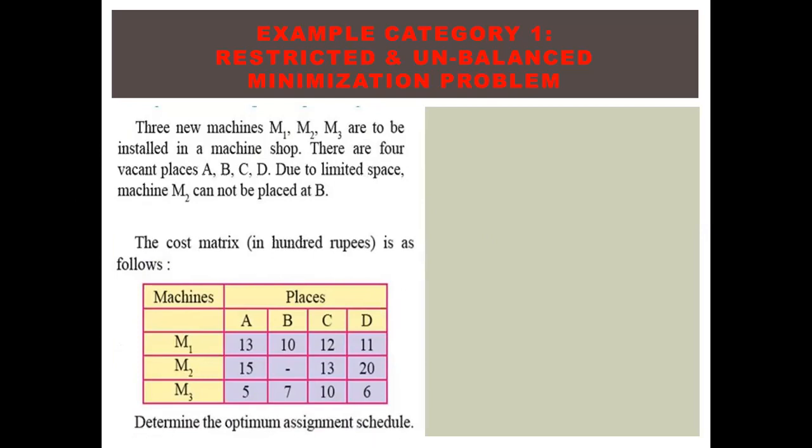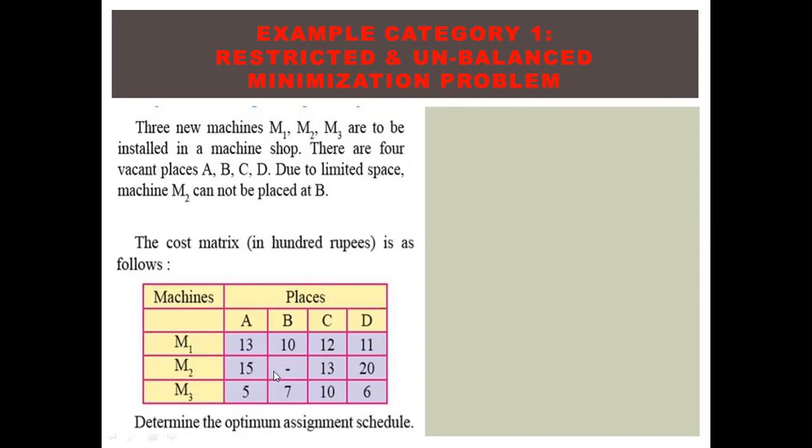So class, do you all remember yesterday I told you whenever you see any word problem, always check 2 basic conditions. Number 1, the rows and columns should be equal. So are the rows and columns equal in this particular problem? No. So that means this is an example of unbalanced minimization problem. Secondly, can you see a blank space over here? As they mentioned that due to limited space, machine M2 cannot be placed at B.